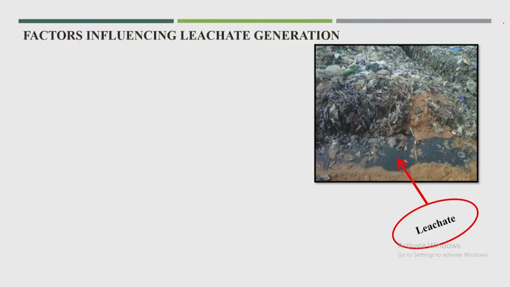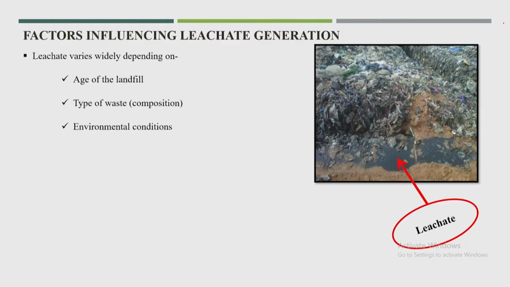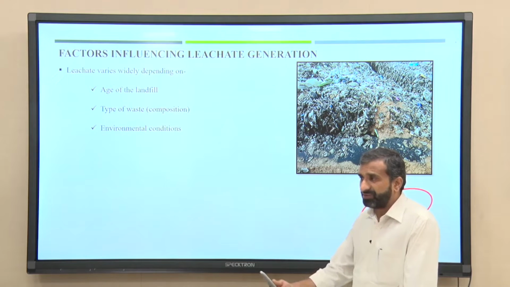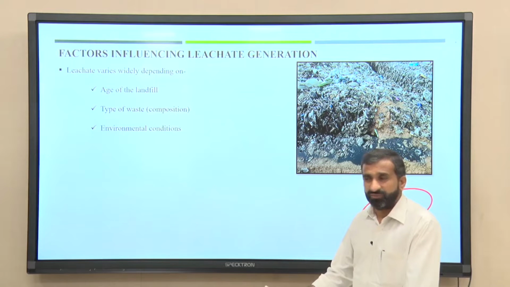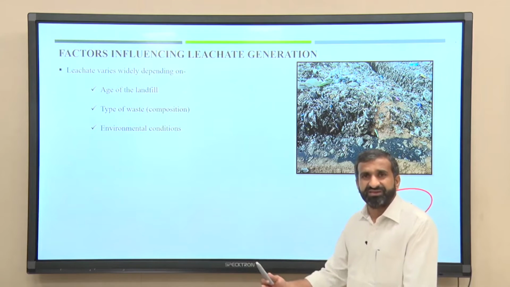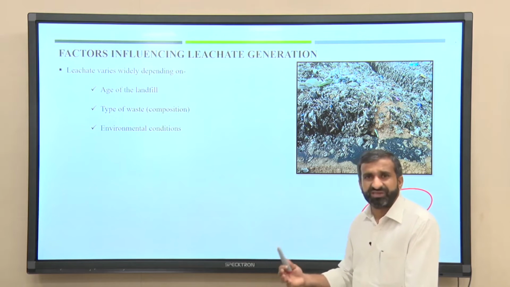What are the factors influencing leachate generation? The leachate varies widely depending on the age of the landfill, type of waste and environmental conditions. With the age of the landfill, obviously the leachate production will not be that large in the initial period, like 2, 3, 4 years. Even the pollution load will not be that high in the initial days, but after 4 or 5 years more leachate will be produced, because by then all the voids will have been filled up and the entire waste will be getting compacted properly. Both manual compaction and natural compaction are possible up to a particular year, and later on very strong leachate will be produced.